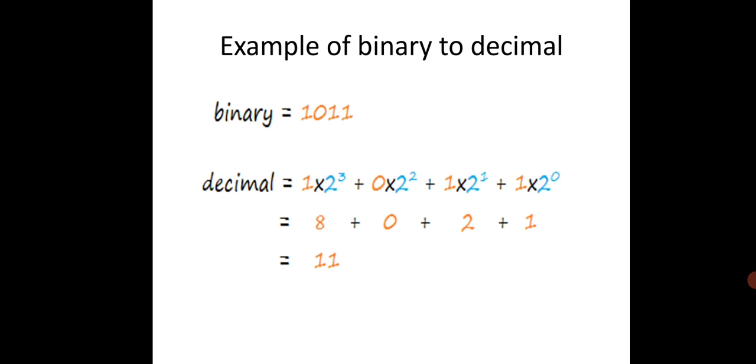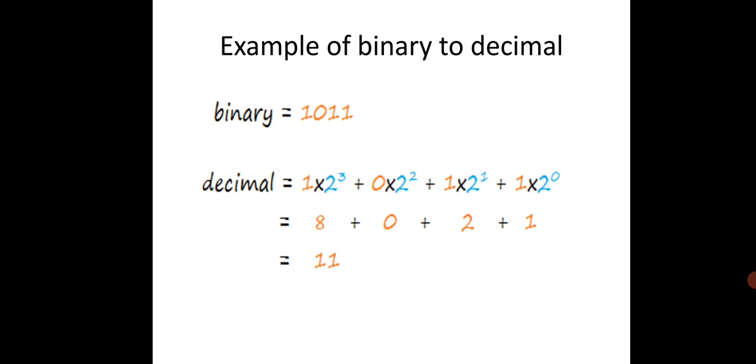You can see the second example of the same conversion, that is binary to decimal. So 1011 is your binary number, and you have to convert it into the decimal number. So 1 into 2 raised to 0 is 1. 1 into 2 raised to 1 is 2. 0 into 2 raised to 2 is 0. 1 into 2 raised to 3 is 8.